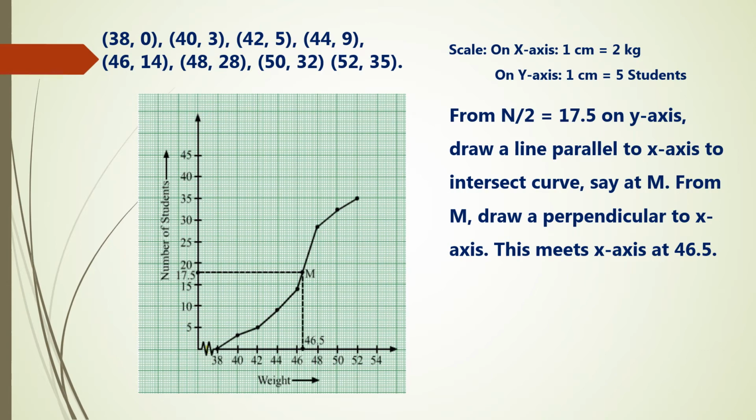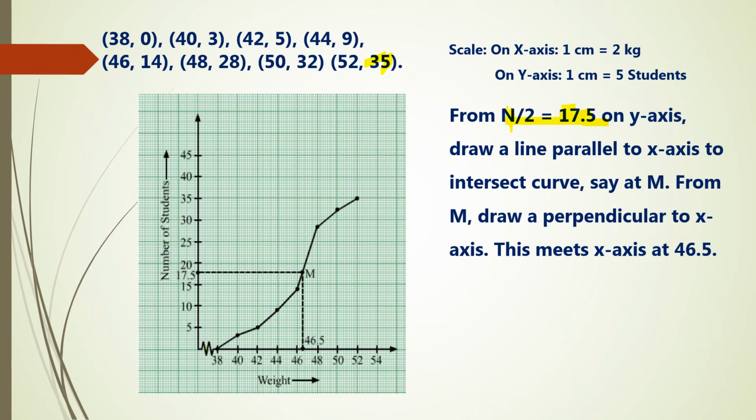So in the graph, n by 2. First of all, you have to check this. N by 2 is equal to 17.5. N is the sum of all frequencies. The sum of all frequencies here is 35. 35 by 2 is 17.5.